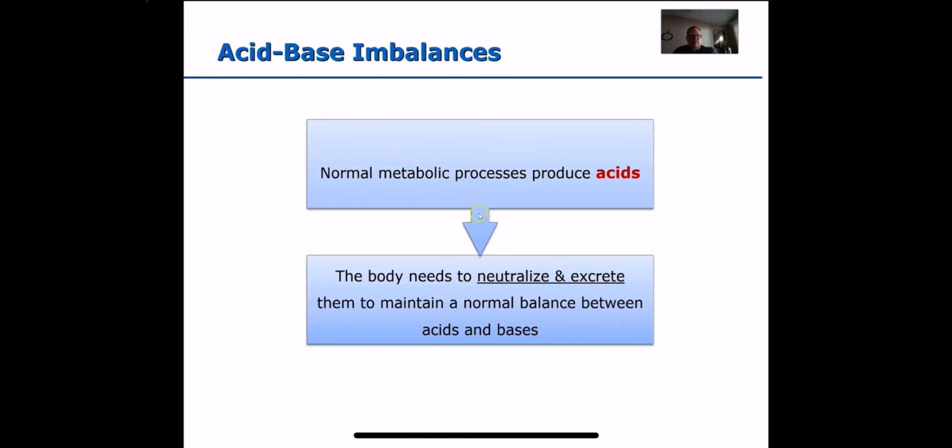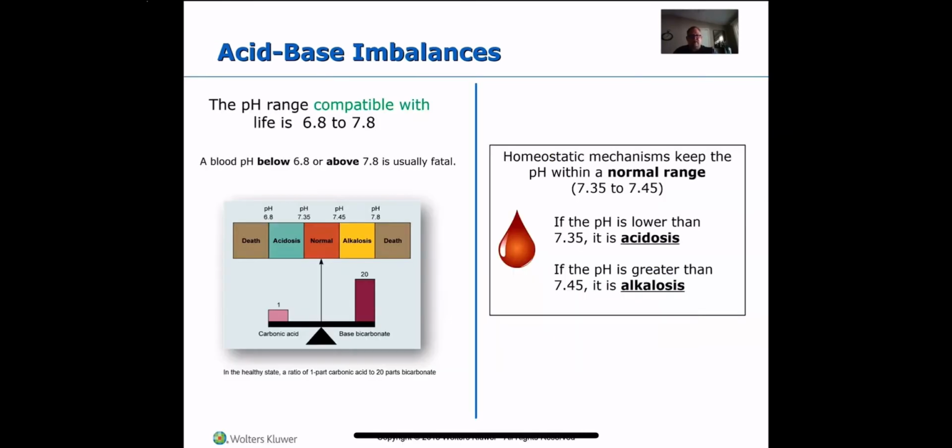Normal metabolic processes produce acid. The body needs to neutralize and excrete these to maintain your normal balance of acids and bases. The pH range is very, very narrow. Pretty much anything below 6.8 or above 7.8 can result in death. A normal human pH is running between 7.35 and 7.45. Anything below or above that is going to be your acidosis or alkalosis.